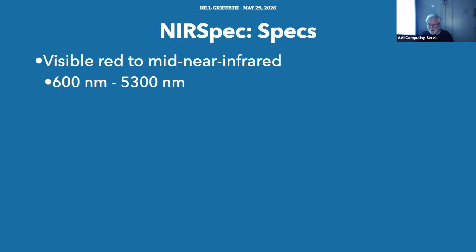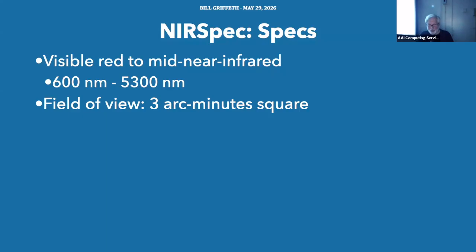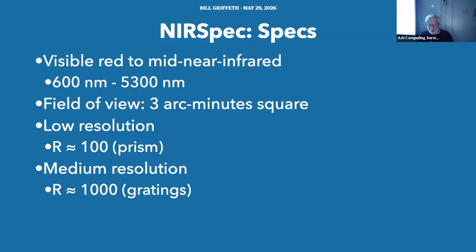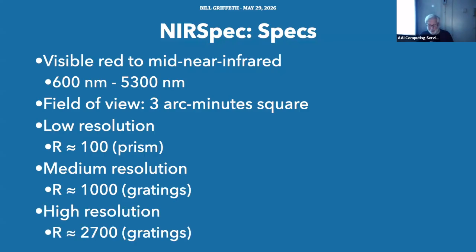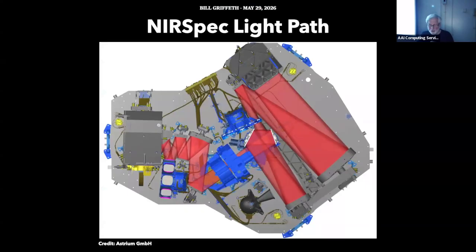NIRSpec is sensitive from visible red to mid near infrared, 600 nanometers to 5,300 nanometers. Its field of view is 3 arc minutes square, and it can operate at low resolution, R equals 100 with a prism, medium resolution, R equals 1,000 with a couple of gratings, and high resolution, R equals 2,700 with other gratings.